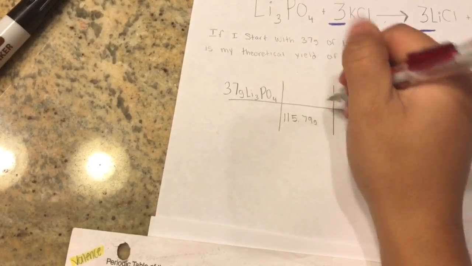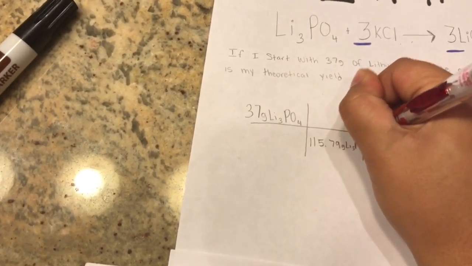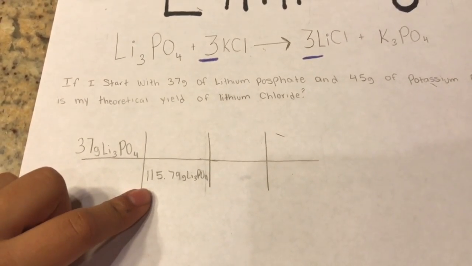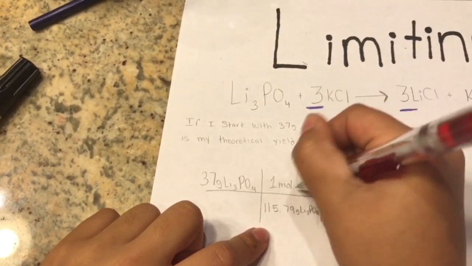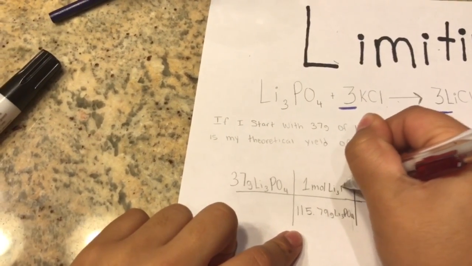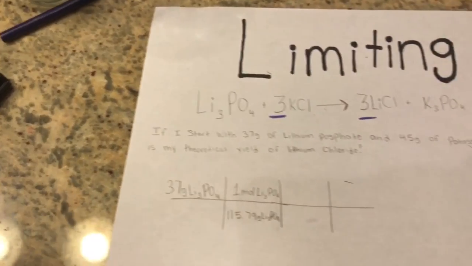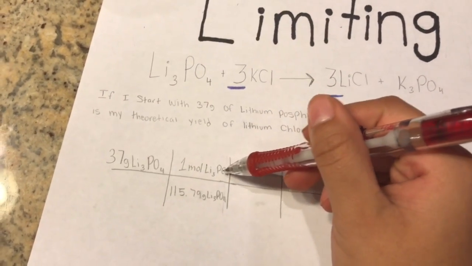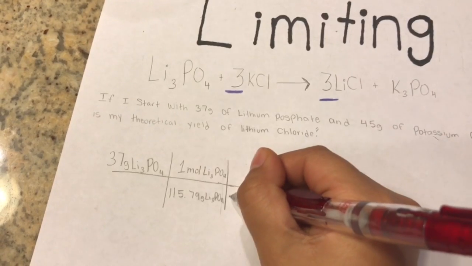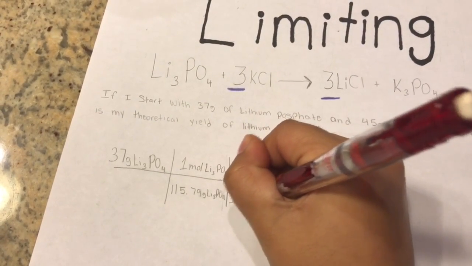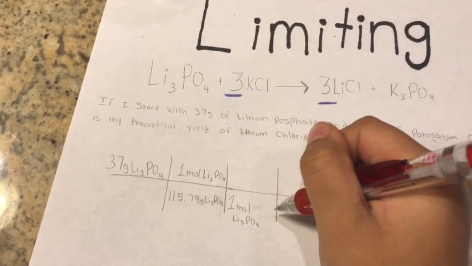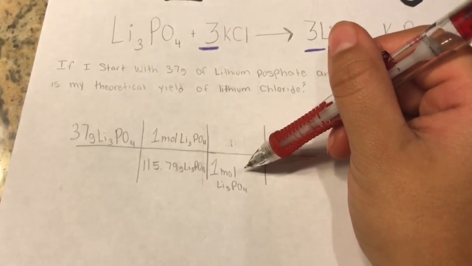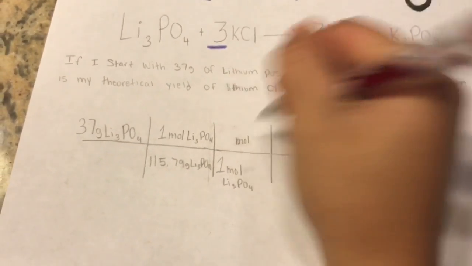So now you will put 115.79 grams of Li3PO4. Since this is grams of Li3PO4, this would be equal to 1 mole of Li3PO4. Since you have 1 mole Li3PO4, you want to cancel that out. So in order to do that, you put 1 mole Li3PO4 down here. Okay, so now you have mole down here, and now you're going to put mole up here.